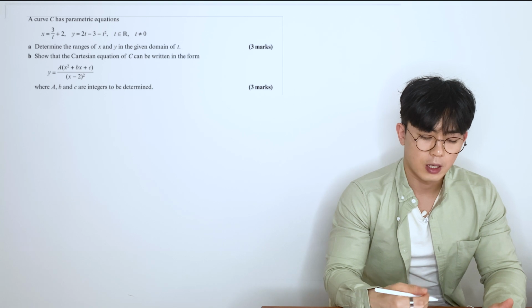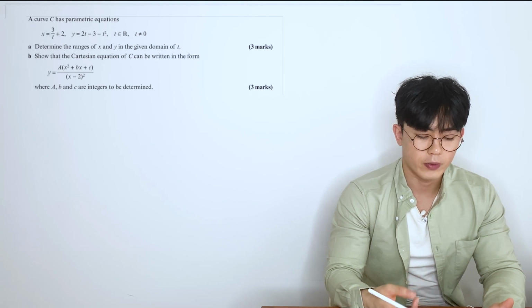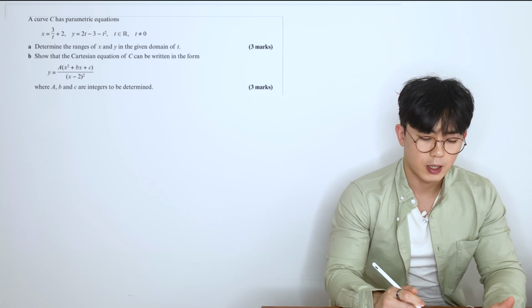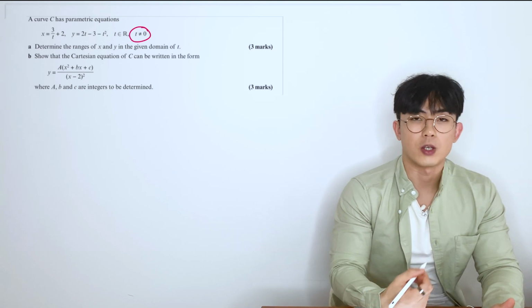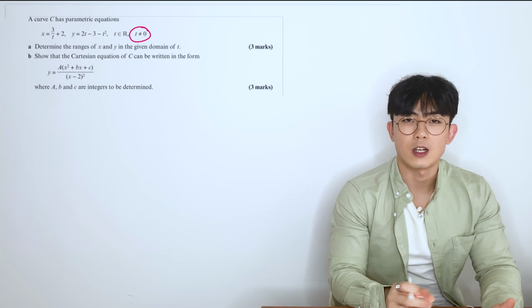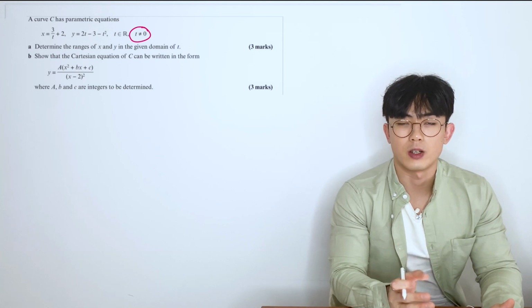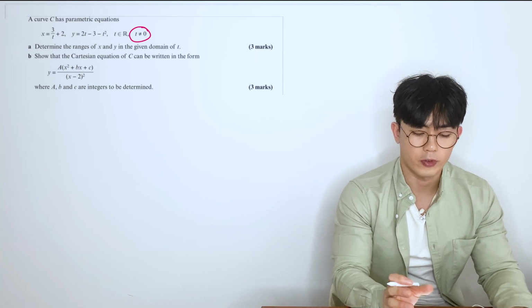Right, let's take a look at a question. So we have a curve C, and it has parametric equations. x is 3 over t plus 2, y is 2t minus 3 minus t squared, where t is all real numbers and t is not equal to 0. So they've given us the domain of t. This is not the domain of the Cartesian, okay? So don't get confused with that.